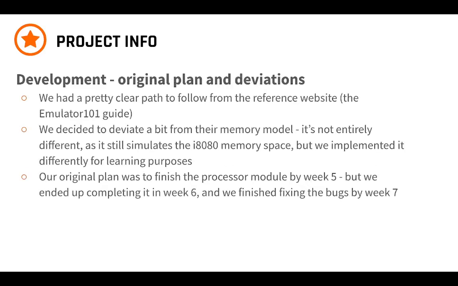I will talk about our original plan and deviations. We had a pretty clear path to follow from the reference website, the Emulator 101 guide, but we decided to deviate a bit from their memory model. We implemented it differently for our own learning purposes. And secondly, our original plan was to finish the processor module by week 5, but since it was fairly complicated, we ended up completing it in week 6 and finished fixing the bugs by week 7.